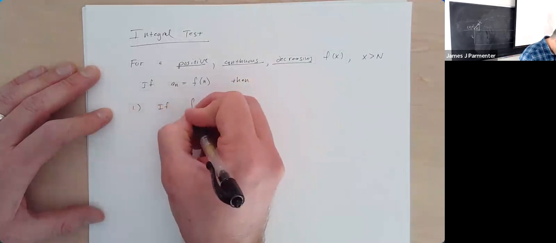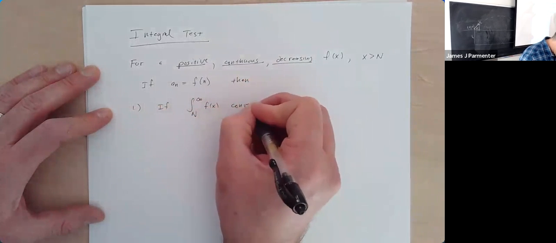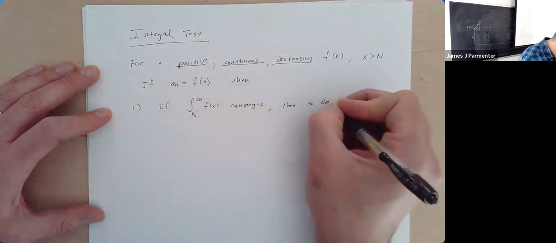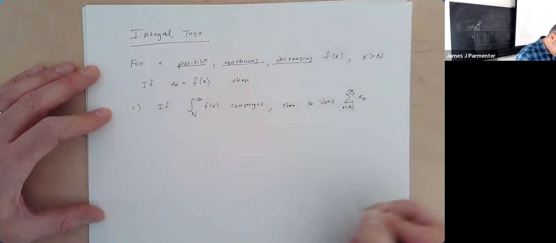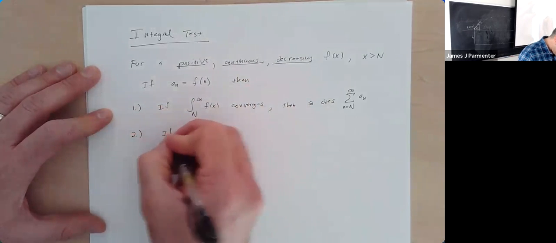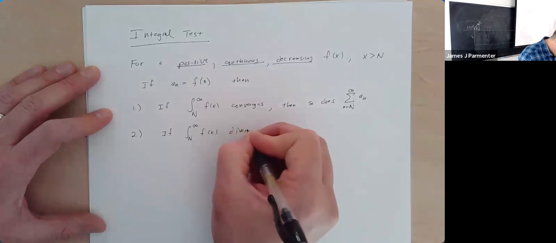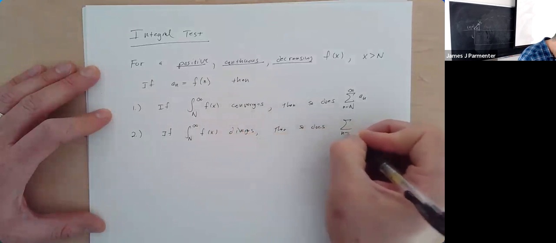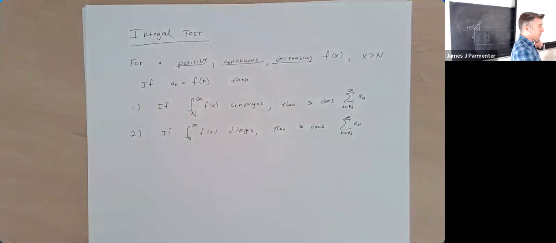if the integral from n to infinity of f of x converges, then so does the series from n equals n to infinity of a sub n. And similarly, if the integral diverges, then so does the series. It's actually a stronger statement than that. You can say it's an if and only if statement. Whatever the integral does, the series does, and vice versa.